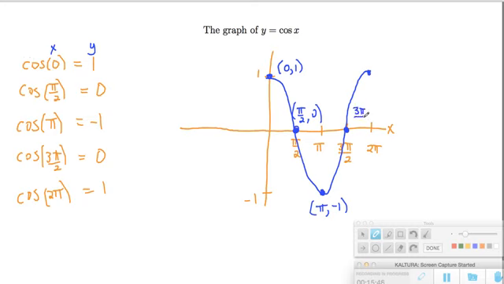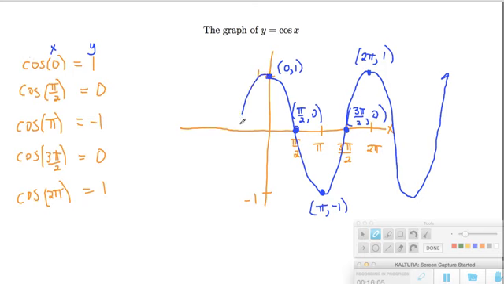This is the point 3 pi over 2, comma 0. And this is the point right here. X is 2 pi, y is 1. Now, as you do more rotations of the unit circle, there's going to be a repetitive nature to this. So cosine of x is going to keep going in both directions, just like this. So this is what a graph of cosine of x looks like.